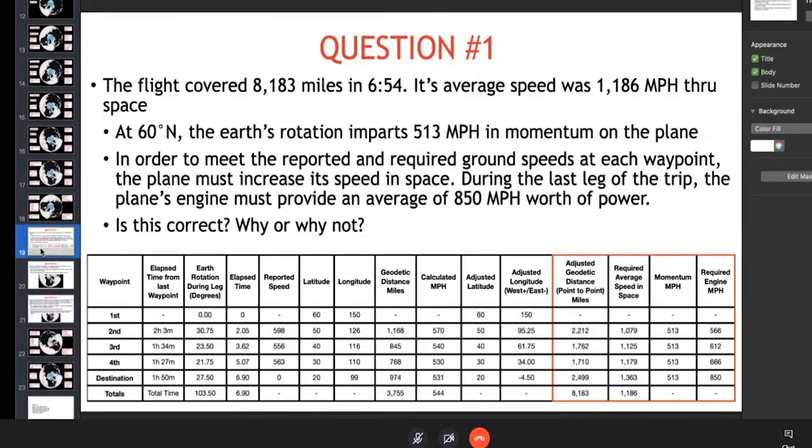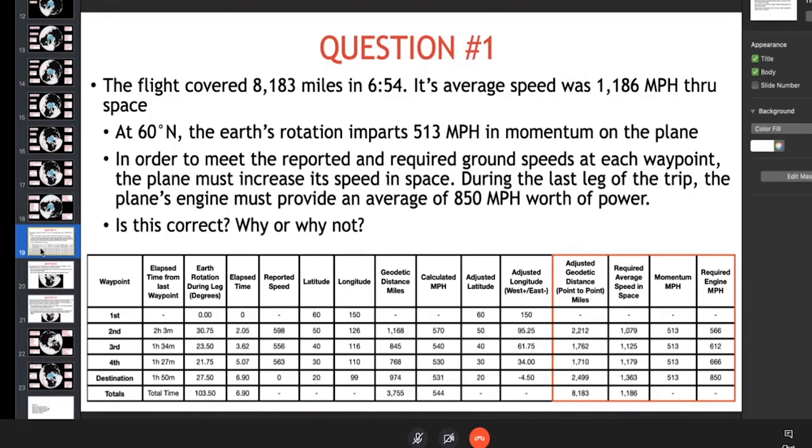Question number 1. The flight covered 8,183 miles in 6 hours and 54 minutes. Its average speed was 1,186 miles an hour. At 60 degrees north, they inherited 513 miles per hour in momentum on the plane. Probably used the word momentum wrong, so I'll hear about that.